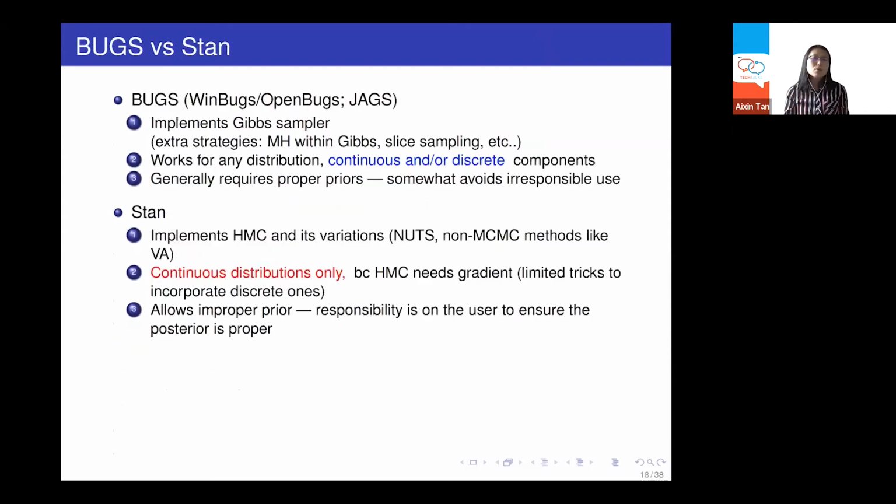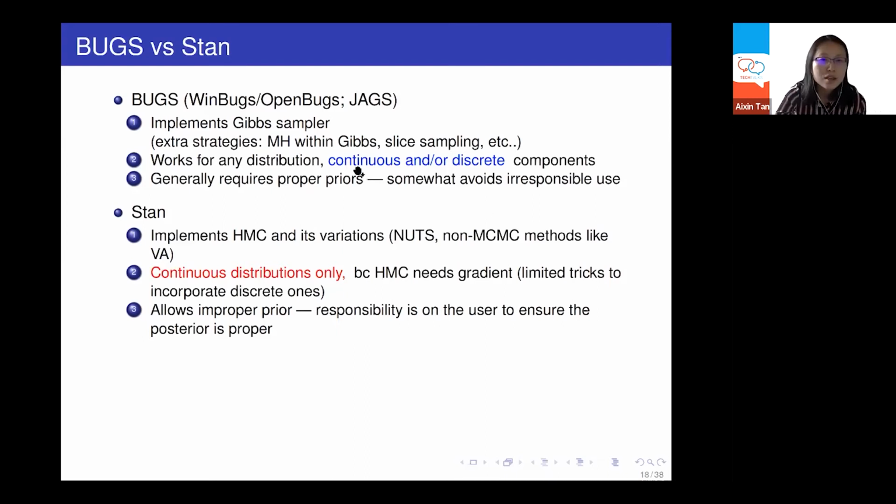Okay. All right, so I will say a little bit more about BUGS and Stan, since they are probably the most popular as far as I know. BUGS is built upon the idea of implementing Gibbs sampler. And when conditional distributions are not easy to sample from directly, they use extra strategies. In contrast, Stan implements Hamiltonian Monte Carlo and its variation, the No-U-Turn sampler. And it also implements some variational approximation methods. As I said, it's under continued development. Whatever is a good tool for Bayesian computing, they might be looking at it.